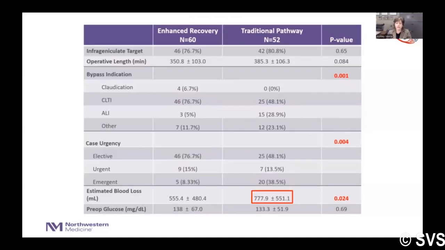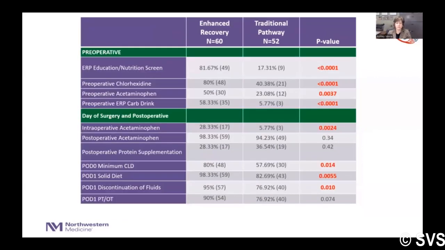Not surprisingly, those patients who had more acute limb ischemia and CLTI and urgent indications had higher blood loss in those procedures. And not surprisingly, when you have enhanced recovery patients receiving the majority of the elements, they have a higher compliance rate, both in the preoperative and postoperative phases. But the key point here is that the traditional patients did still get a lot of those postoperative elements because of the implementation of an order set. Where they missed out was on that preoperative and intraoperative phase, so the anesthesia components and the preoperative education and prep.